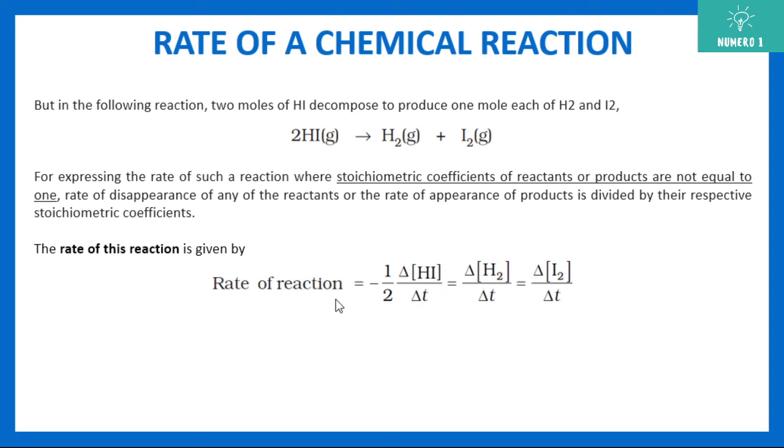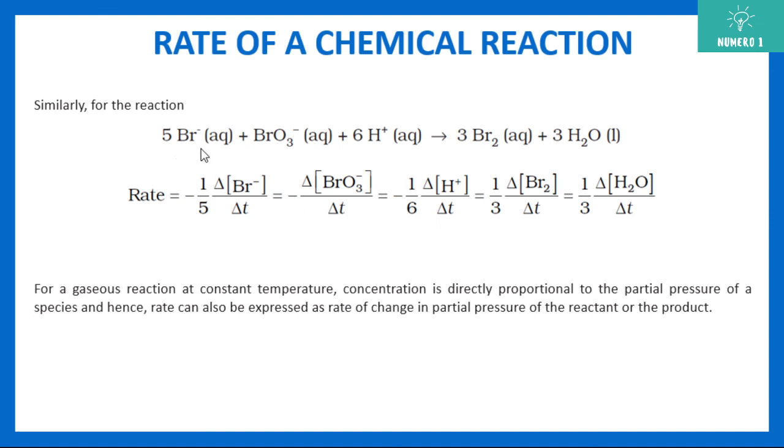That is your rate of reaction. In the same way, if you have such a big reaction, you can see this reaction. The rate of reaction is simply 1 by 5 times minus delta Br minus by delta T, because this is decreasing. BrO3 minus is again decreasing and the coefficient is 1, so 1 upon 1 times minus delta BrO3 minus by delta T. Plus there is 6H plus, so it will be 1 by 6 delta H plus by delta T. These are appearing, that's why there is no negative sign. Please analyze this reaction, very important.